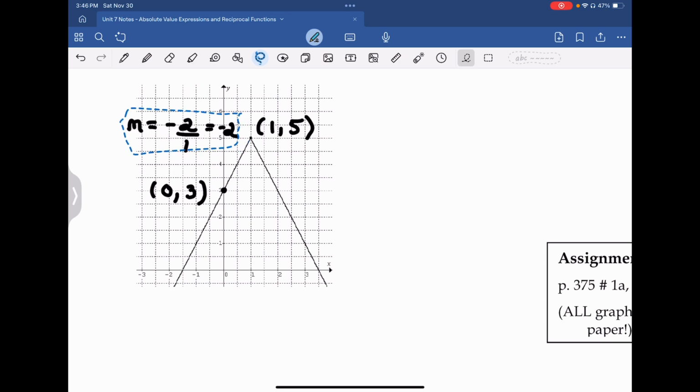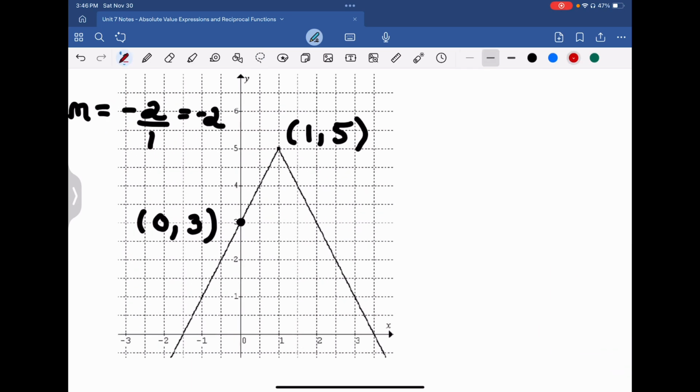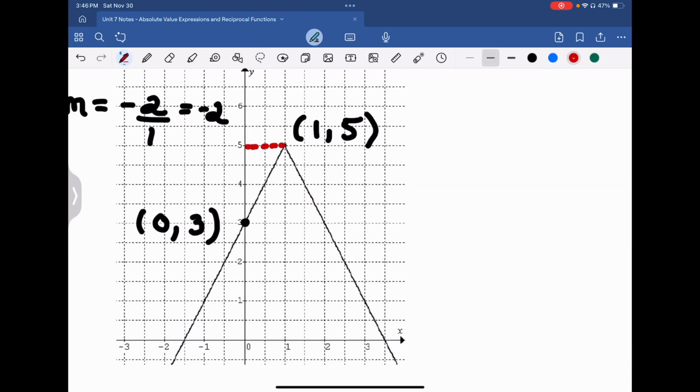So maybe I take this, I bring this over here. I'm going to write in my slope where we go over by the 1 unit, down by the 2 units, down by 2, over by 1. Our slope is negative 2.